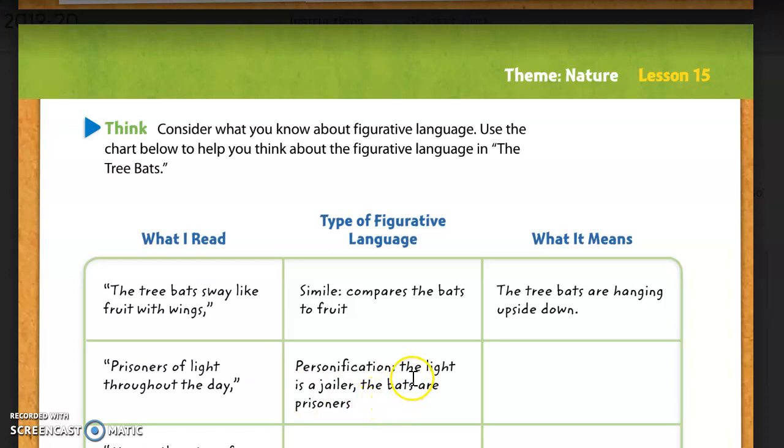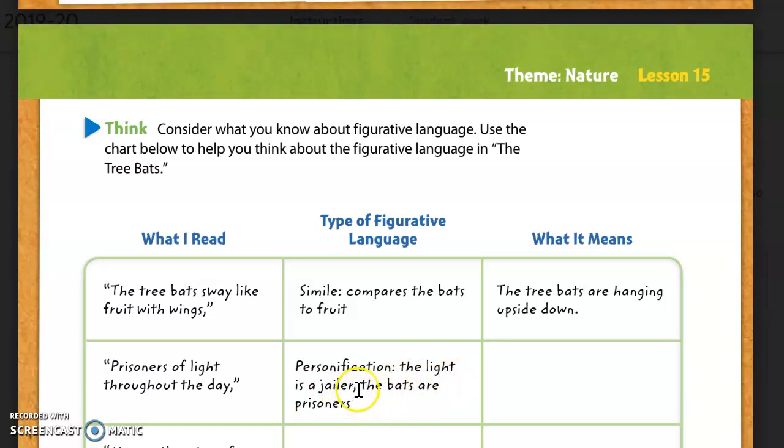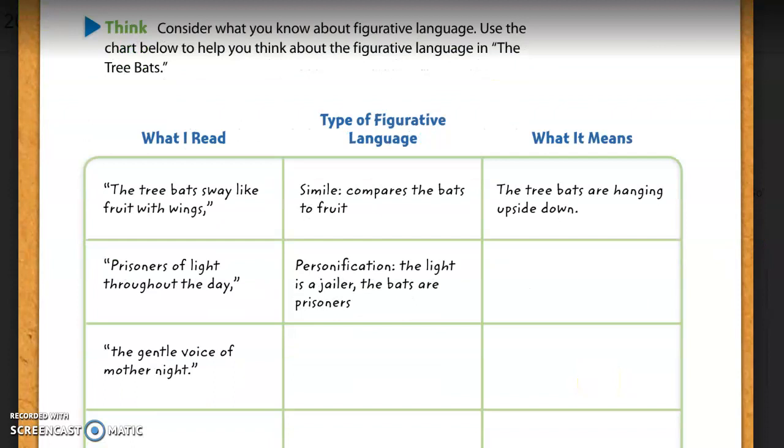And that's what it says. The light is a jailer, and the bats are the prisoners. And what does it mean? It means that they can't go out during the day.